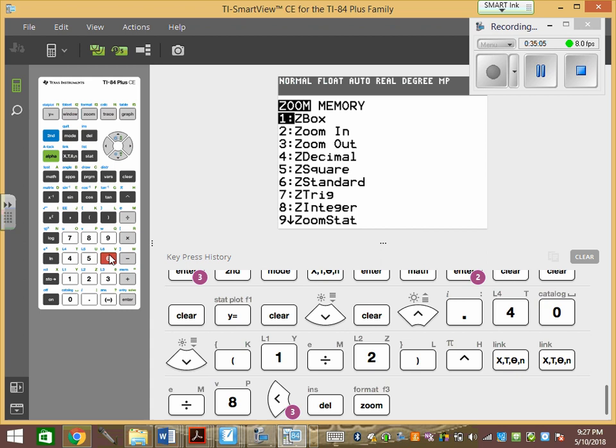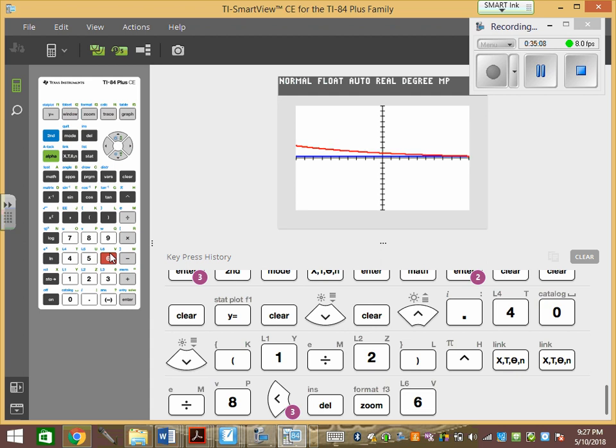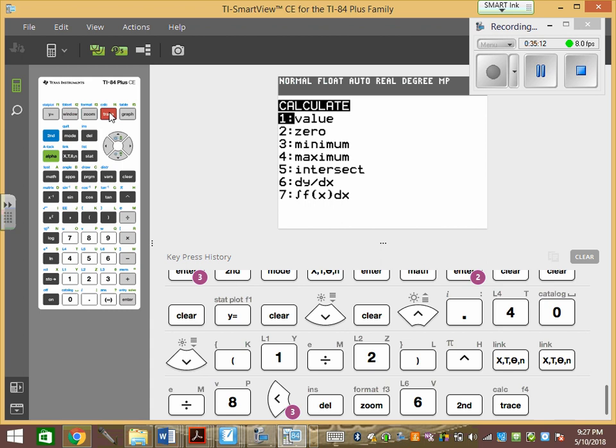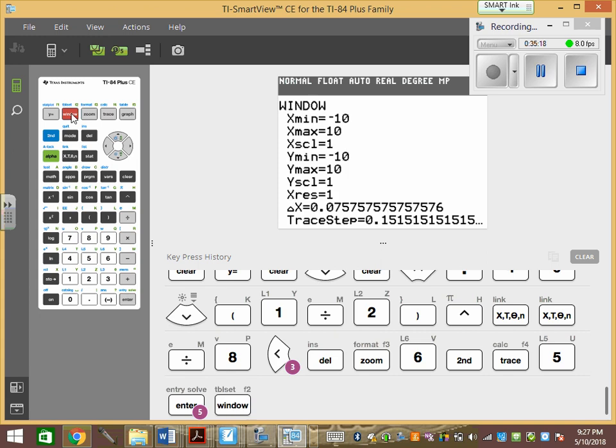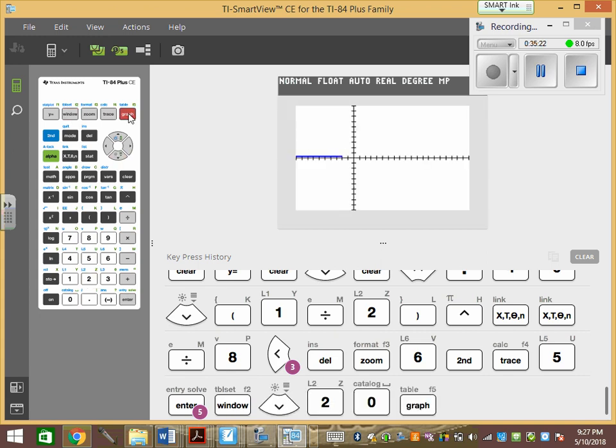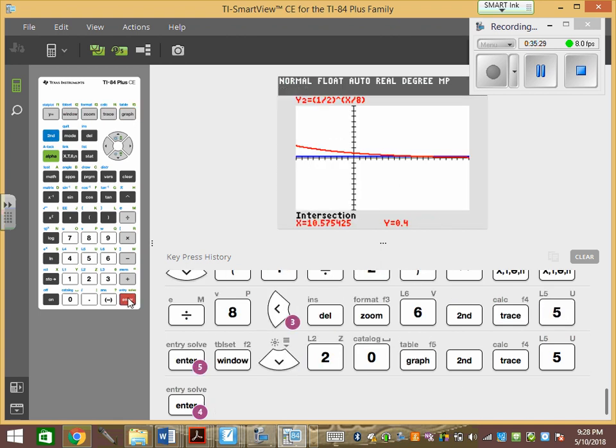So we're going to go zoom 6. Now I'm going to second trace 5 and see if it works out. If it errors me, I need to make my x max bigger. So it said no sign change. With the window being like that, I'm not actually seeing where it's crossing. So I'm going to do 20. Now I can actually see it cross. So second trace 5, enter, enter, enter.